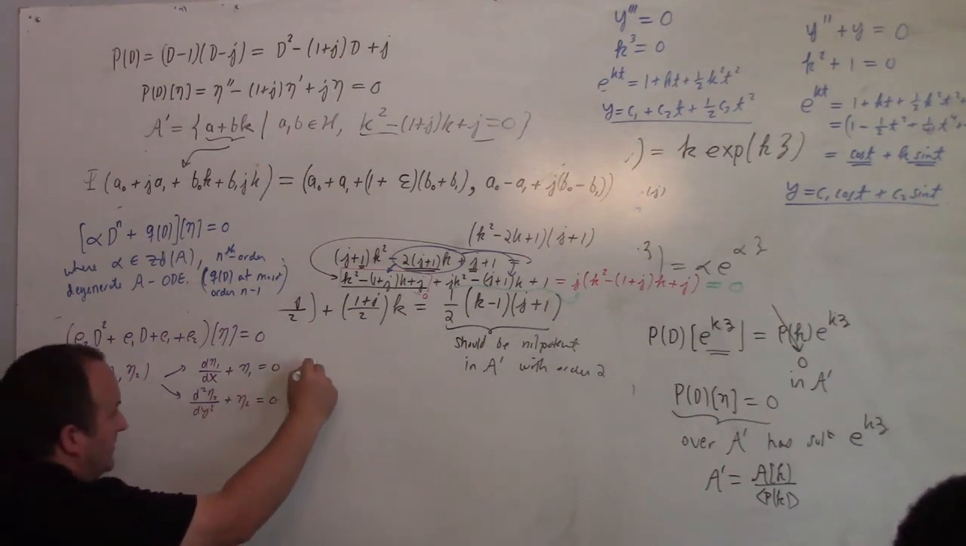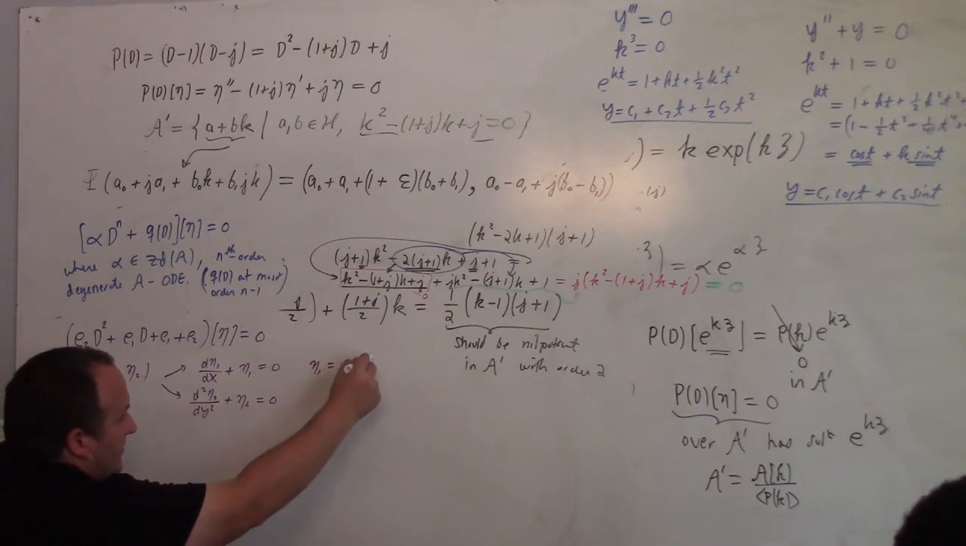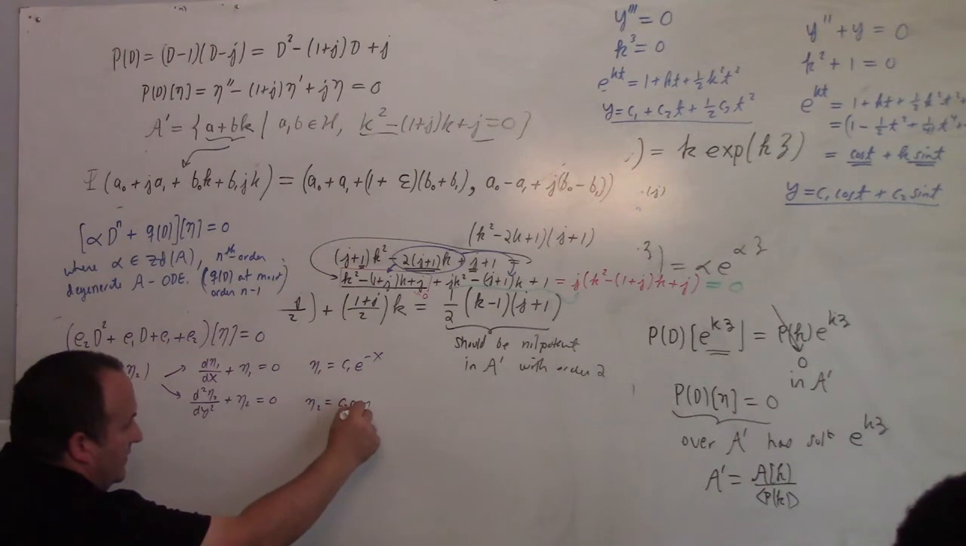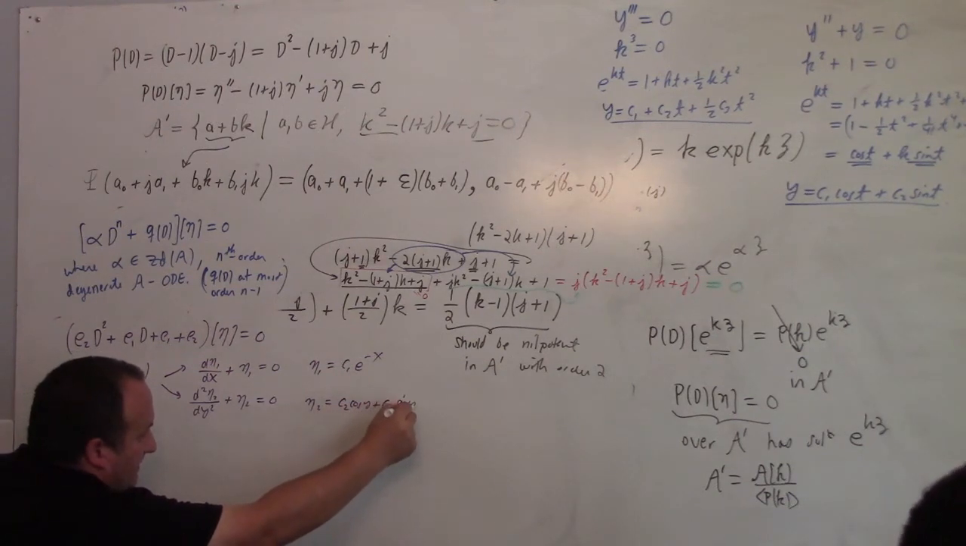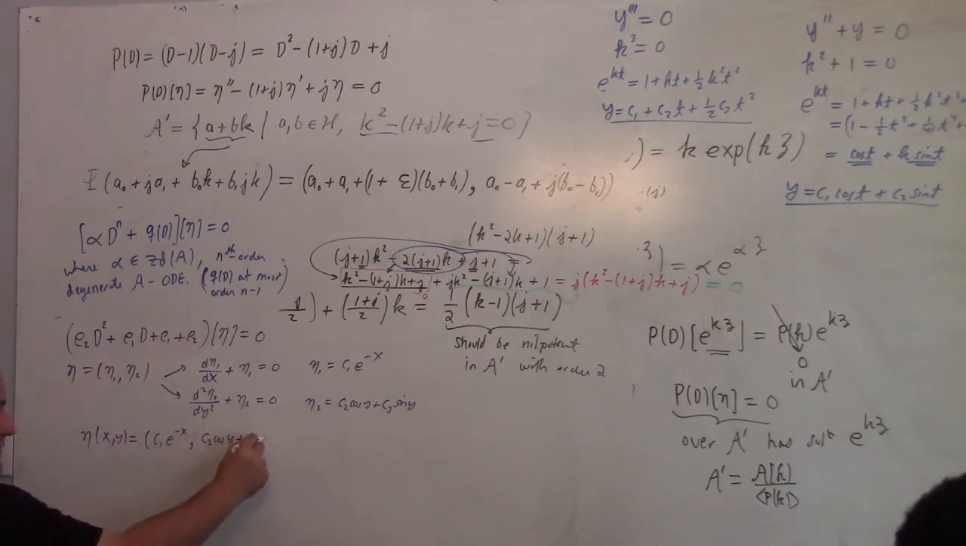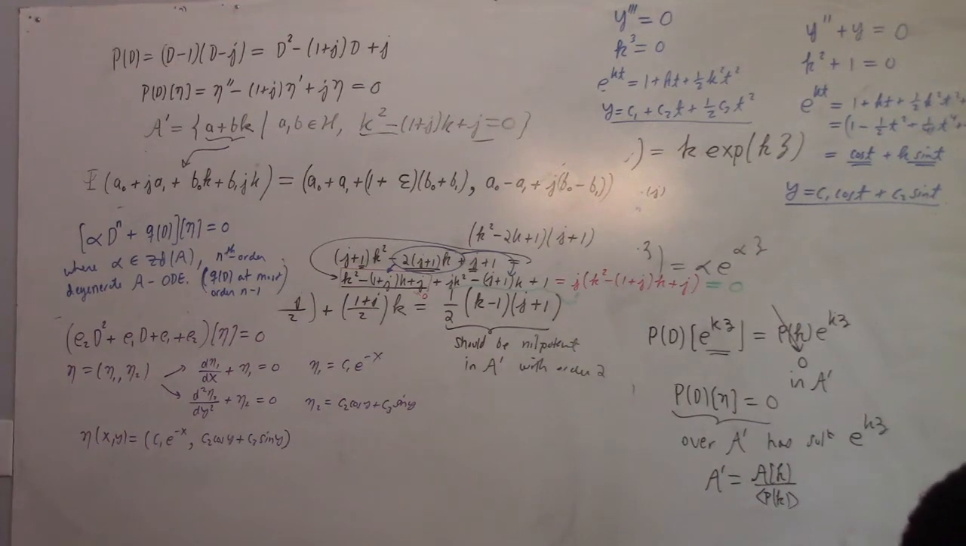Of course, eta 1 equals c1 e to the minus x, eta 2 equals c2 cosine y plus c3 sine y. And so our solution is c1 e to the minus x, comma c2 cosine y plus c3 sine y. And that's the general solution because of the method of calculation just used.